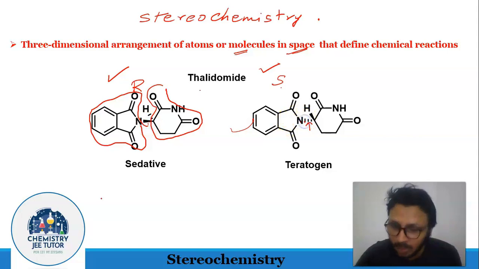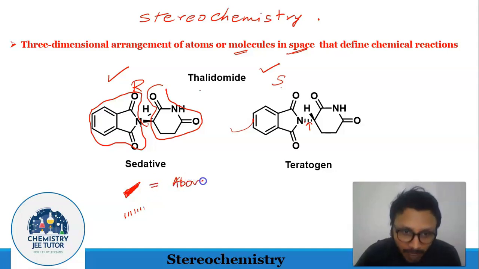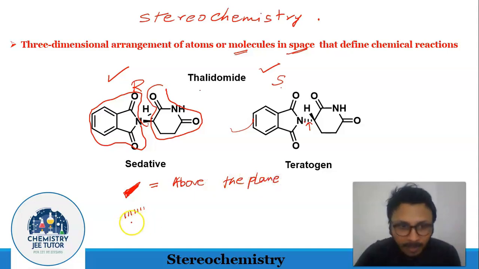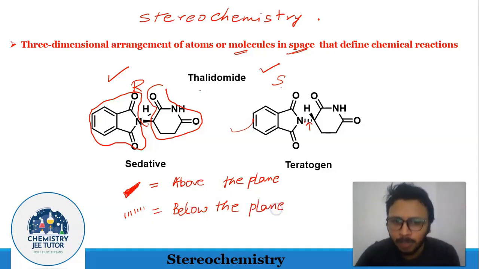So I'll draw them separately. Now this is called the solid wedge bond. And this is called the hashed wedge bond. So this means that this atom or this molecule is above the plane of the system. And this means this is below the plane of the system.